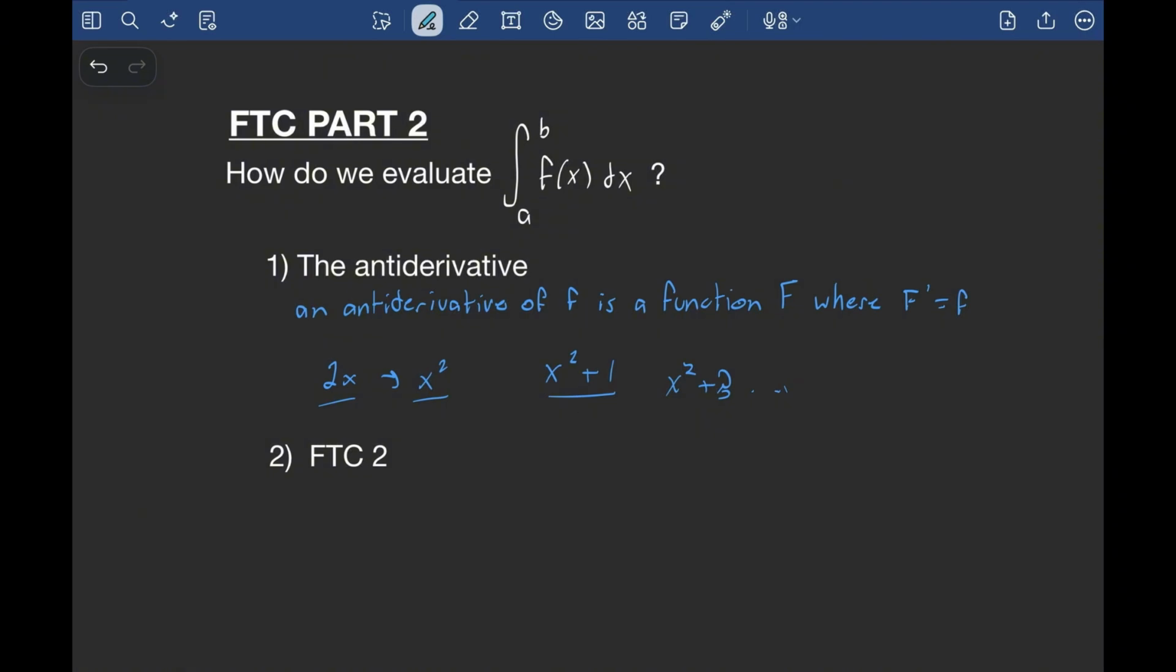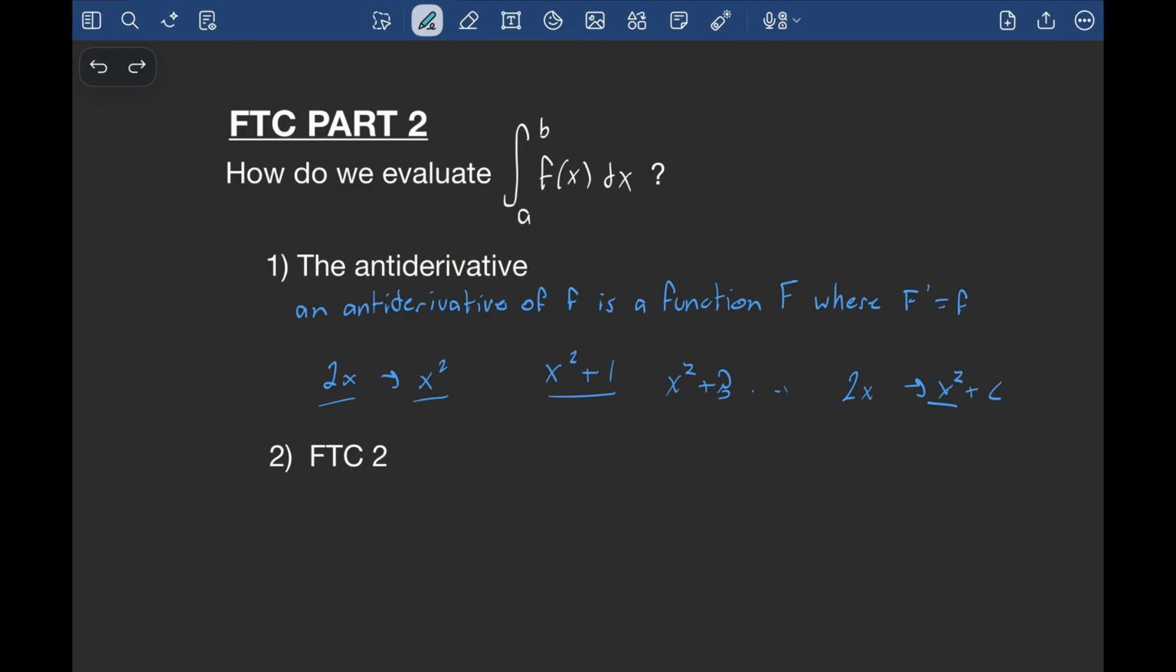And so we end up that the antiderivative of 2x is x squared plus some constant c. And this will be true for all these antiderivatives. The x squared is unique. It is the unique antiderivative for 2x plus some constant. The constant can be anything.